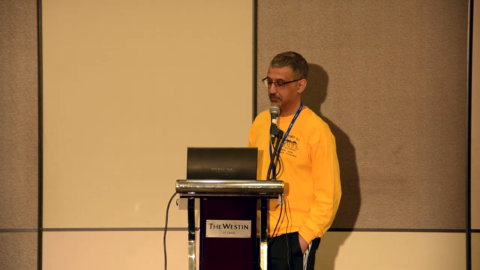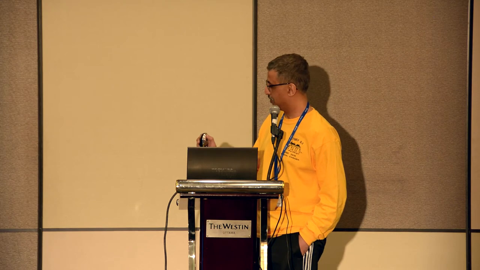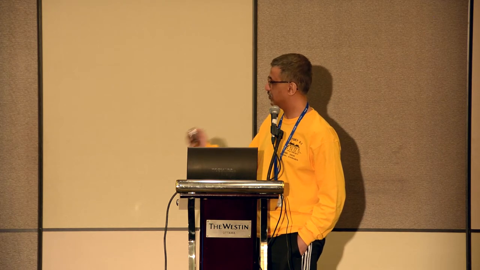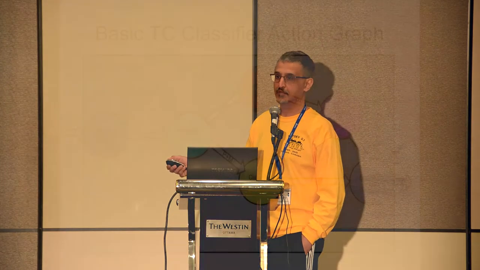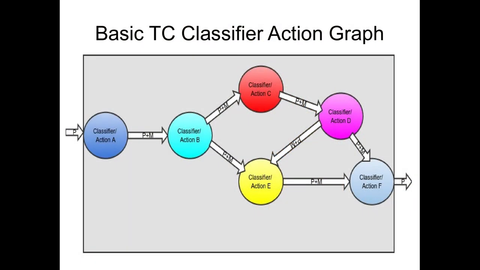Let me just jump in. The basic premise is you start with, and I'm not going into what this graph is supposed to be. Is this thing working? Yeah. So you start with, say, a policy graph of some form. Here's a classifier followed by a series of actions with branches, etc. So if I have a TC classifier action that looks like that, I'm not going into details of what each of these blobs is, but it could be a classifier or an action. That's the starting point.